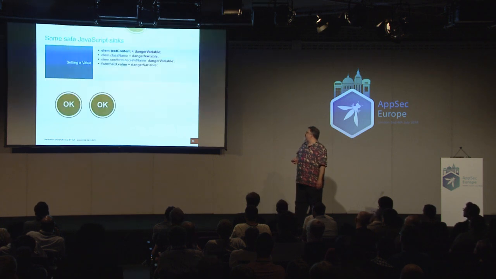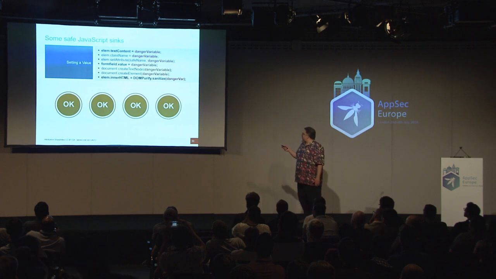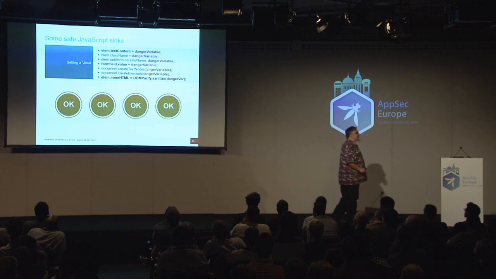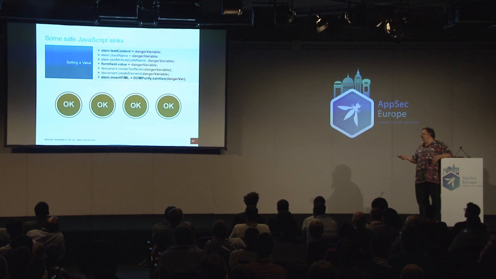And here they are. This is the safe collection of functions. Something like textContent, className, setting a safe attribute, .value is safe. And innerHTML is safe if I'm properly DOM purifying it. The point I'm trying to make is, with a little bit of knowledge, a developer will understand how to safely push data around in JavaScript, and these problems go away.